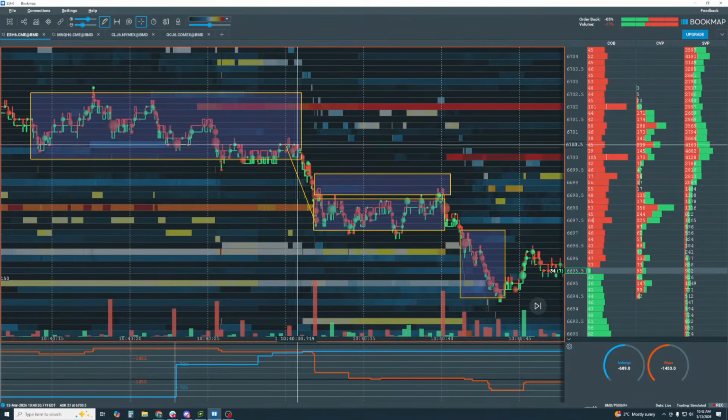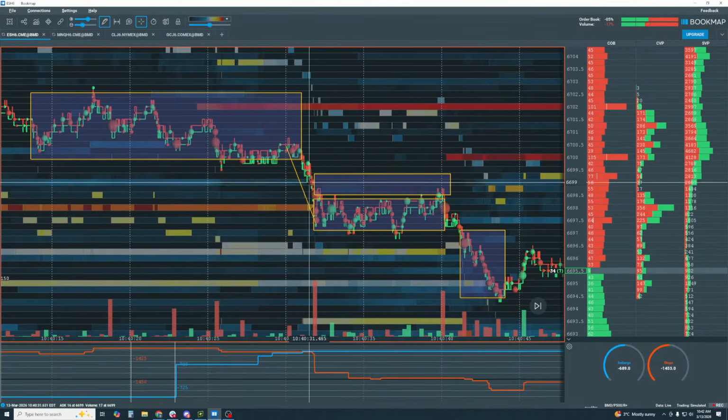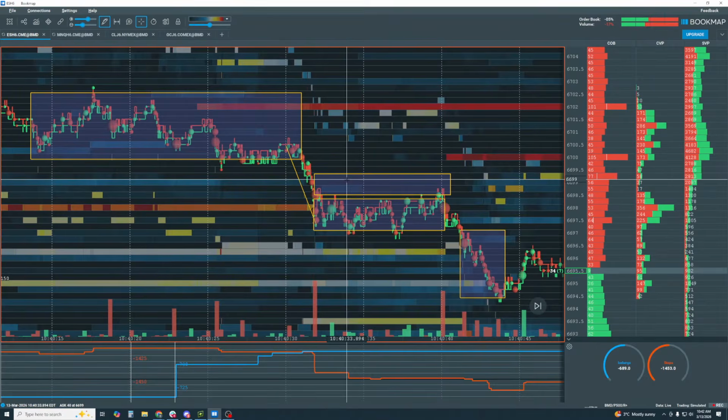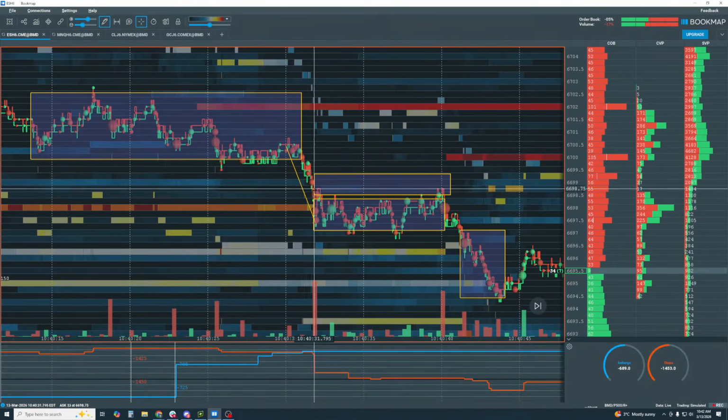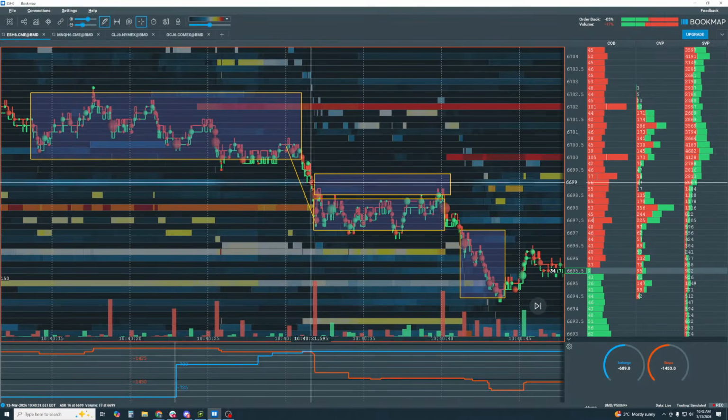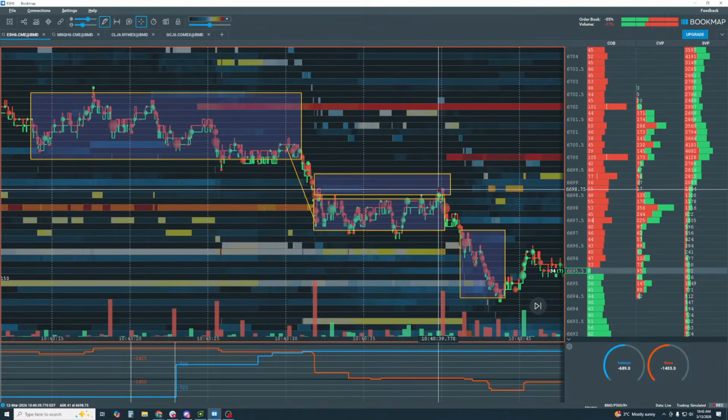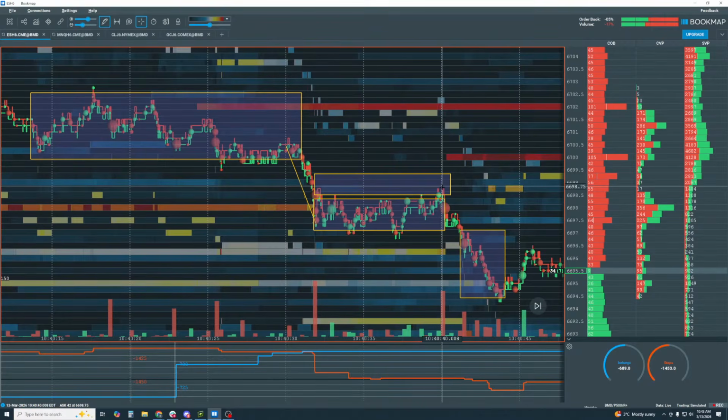So price went through this area very quickly. It did not really auction up here, this area. It did not go back and forth. Okay, so this is where price kind of rejected. It didn't really trade much here. Okay, so when we come back into an area of rejection, we're looking for it to reject again.